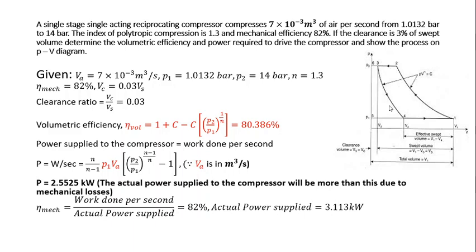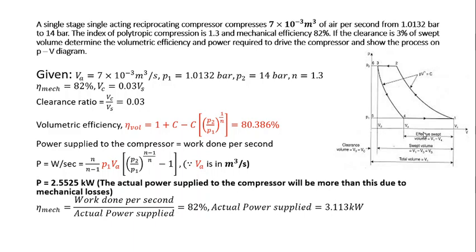How? See, 3 to 4 is a polytropic process. Then P3 V3 raised to 1.3 is equal to P4 V4 raised to 1.3. P3 is equal to P2 and P4 is equal to P1. The only unknown will be V3, which is nothing but the clearance volume. V3 is equal to Vc, right?